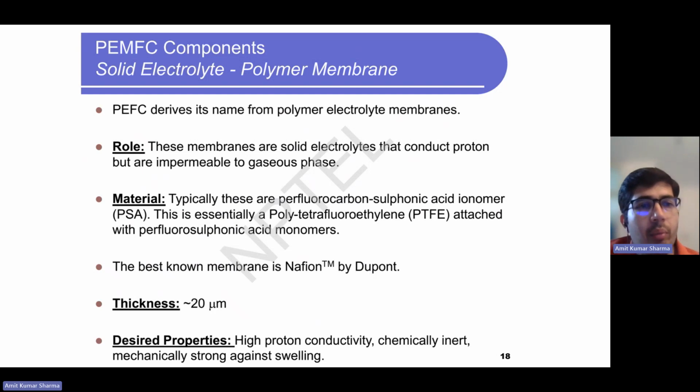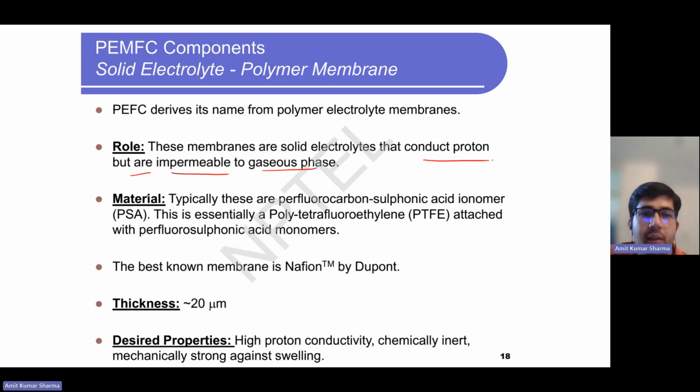So PEFC components, like the solid electrolyte polymer membrane. PEFC derives its name from the polymer electrolyte membrane. These membranes are solid electrolytes that conduct protons but are impermeable to gaseous phase. So these membranes can conduct protons but are impermeable to gaseous phase.